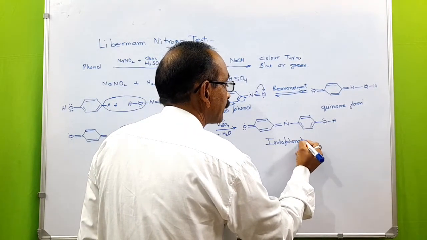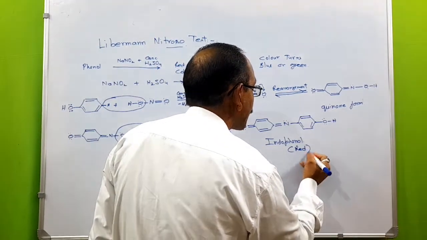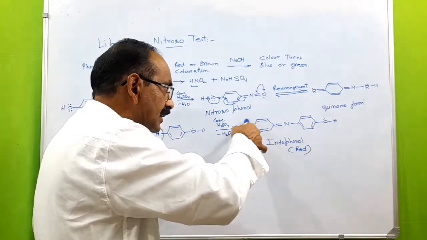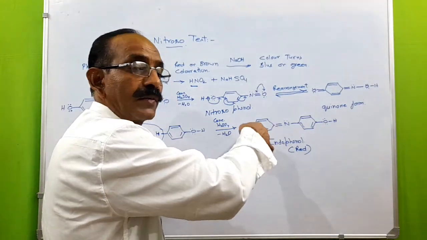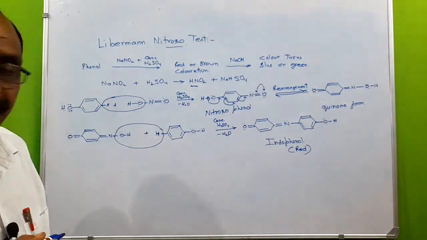indophenol. And this indophenol is of red color. See, in this compound, in indophenol, this quinone is a chromophore part. So due to this chromophore part, it produces a red color.